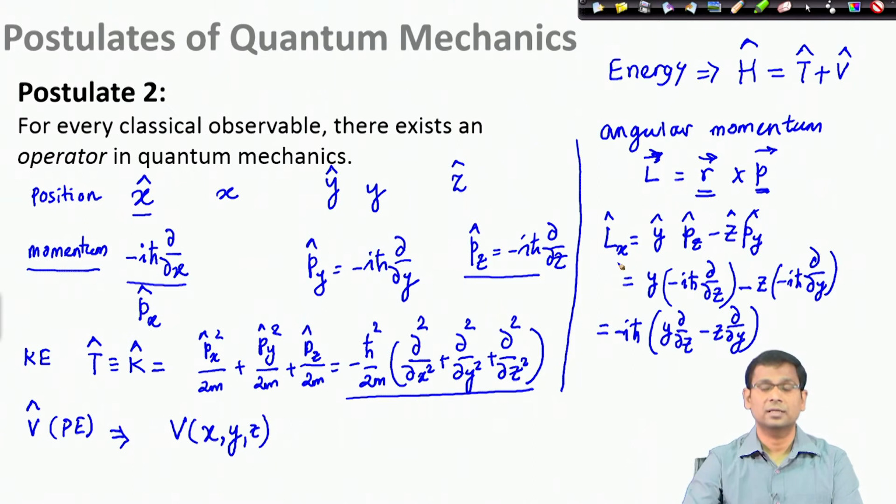Similarly, I can define the operator L y, the operator L z, and so on. So, what we learnt is that for every classical observable that I wish to know about my quantum mechanical system, quantum mechanics offers me an operator. To gain some insight about the system, all of whose information is in the wave function, to get an idea about any particular observable, I must bring the quantum mechanical operator which corresponds to that classical observable.